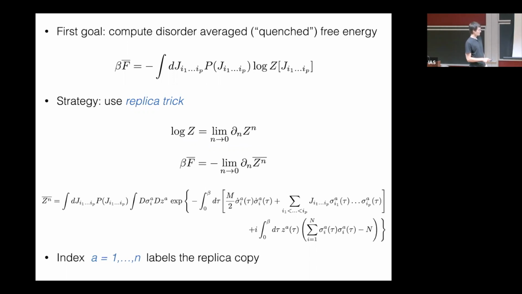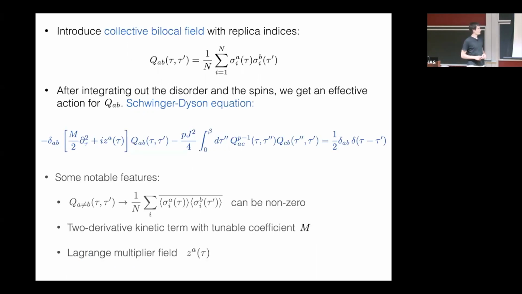Now the powers of Z, so we have the same partition function here, but now with additional replica indices, which are these A indices here. So we now have little n copies of the system, and we'll keep track of their indices. Now we do the same thing as on the first slide about the SYK model. We introduce a bilocal collective variable that I'll call Q, but this was called G on the first slide, which is this two-point function with replica indices A and B. After you integrate out the disorder and the spins, you get an effective action for this Q. What I wrote here is the Schwinger-Dyson equation that you get from that.